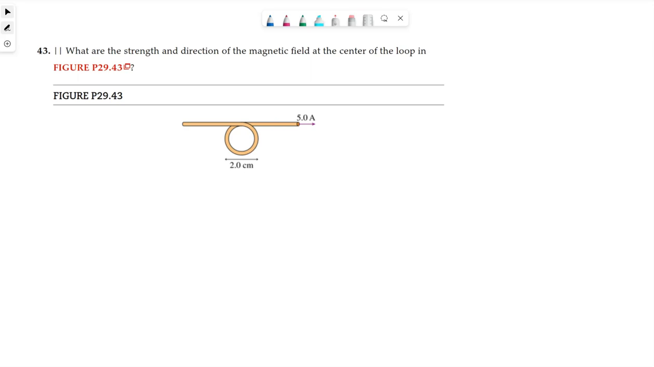We have another example problem here. I pulled this one from our book as well. What are the strength and direction of the magnetic field at the center of the loop in the figure?